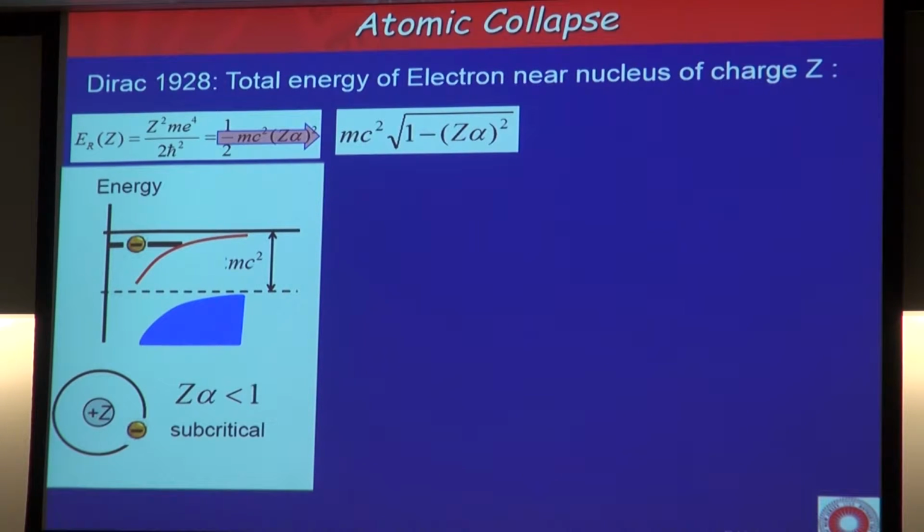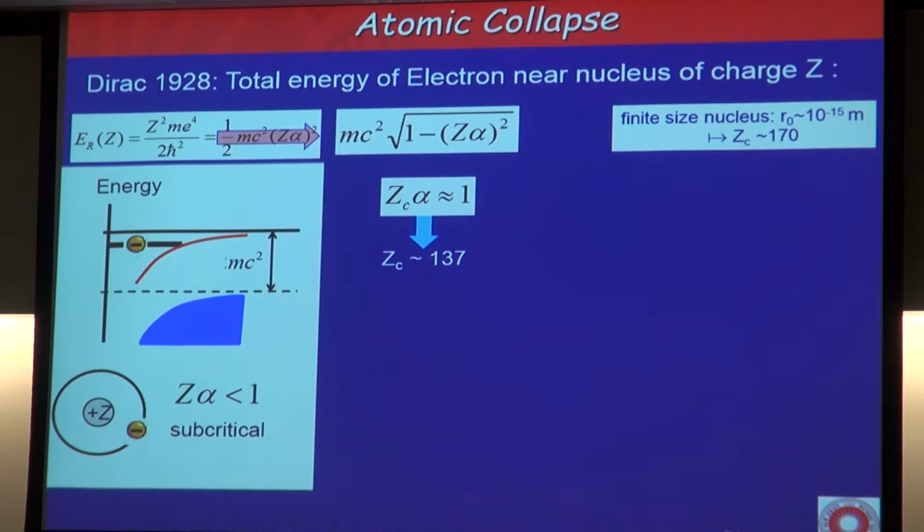Dirac already noticed this back in 1928. So you see, all works well until you get to the critical value when the charge of the nucleus is 137. You get an imaginary solution. Your Hamiltonian becomes non-Hermitian. You can't work there anymore. So in fact, this gives us a kind of hard limit on the length of the periodic table. Of course, it stops much earlier because nuclei become unstable.